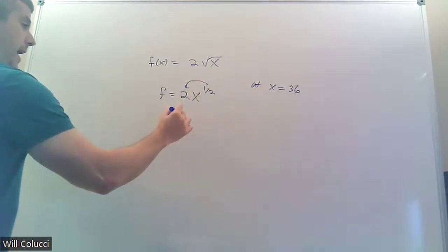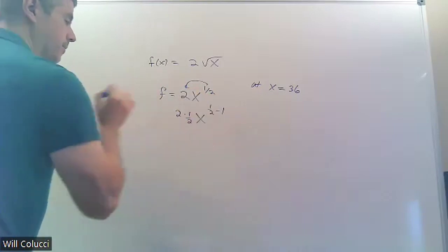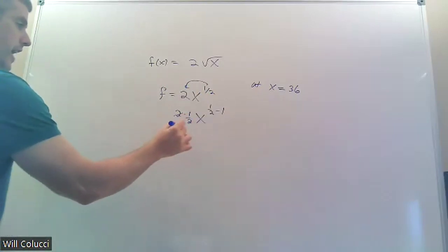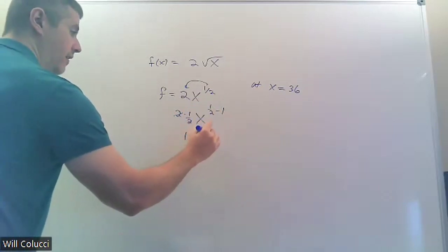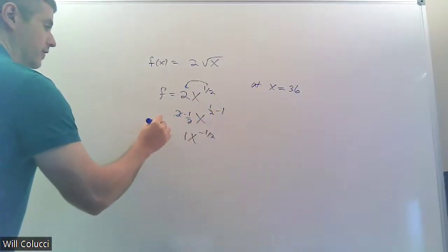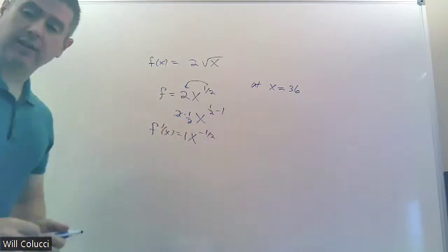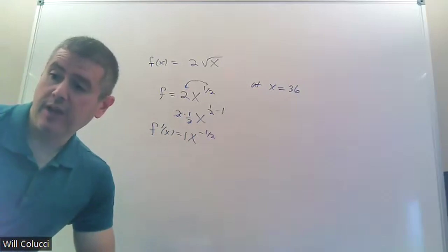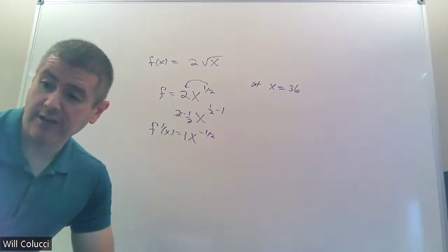You multiply by the power, and then you subtract 1. These 2's are going to cross out and give you a 1. 1/2 take away 1 is -1/2. So that's your derivative. Right? You have 1 x to the -1/2. Now the question is, how you plug into it. Now I'm going to pause a second and ask everyone.